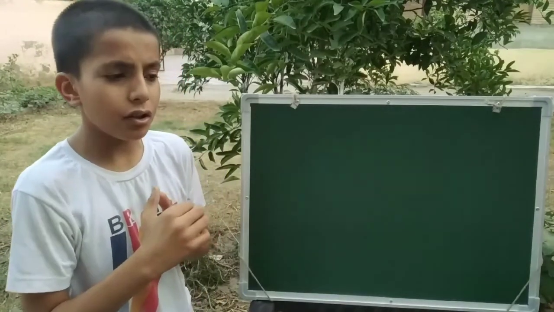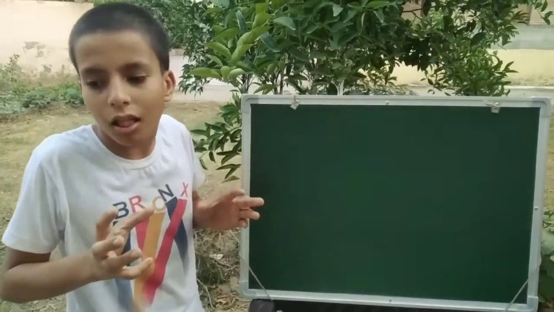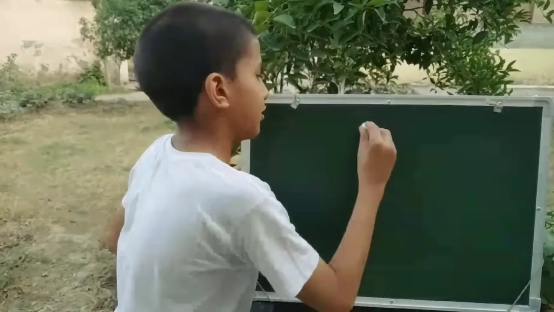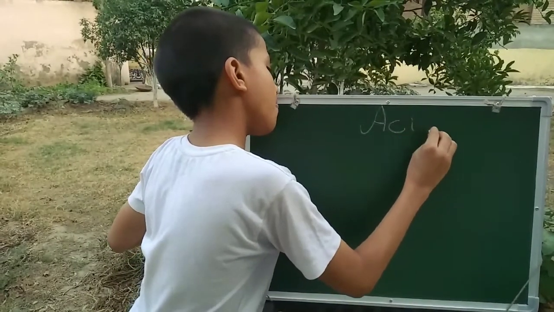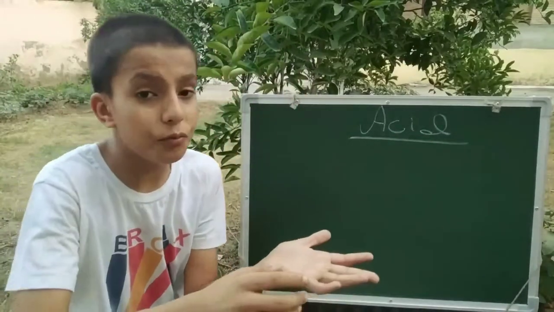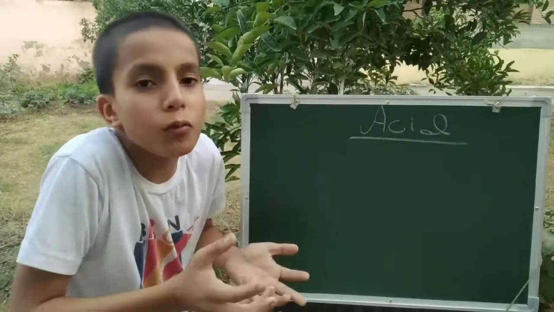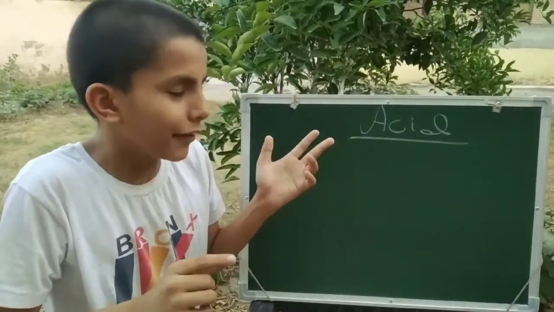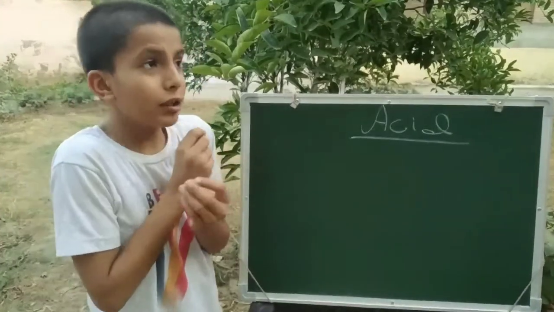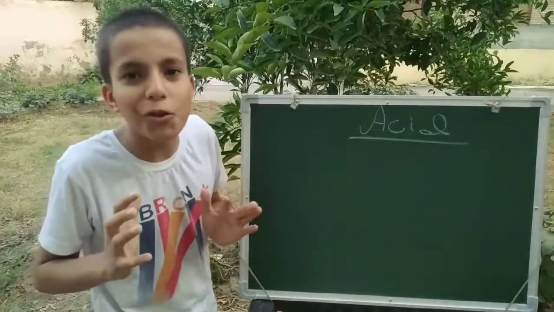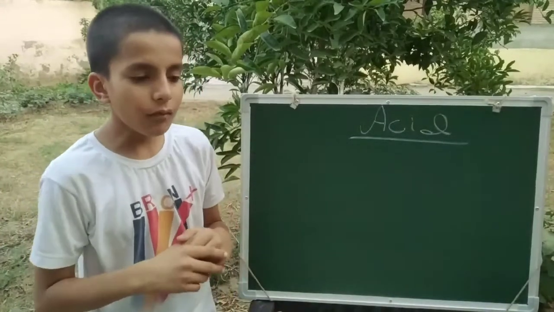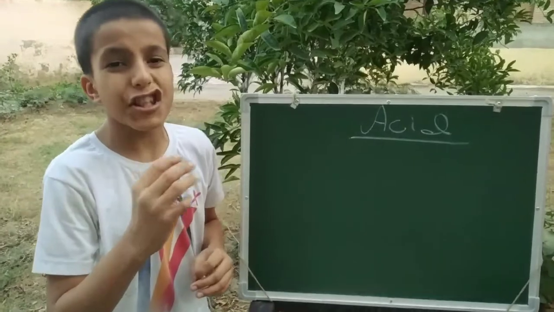We get scared of acids because they are chemicals. So let's write acid. Most of these chemicals, if we pour them on something, will burn it. We are scared of acids because they are chemicals, and they are harmful for us.